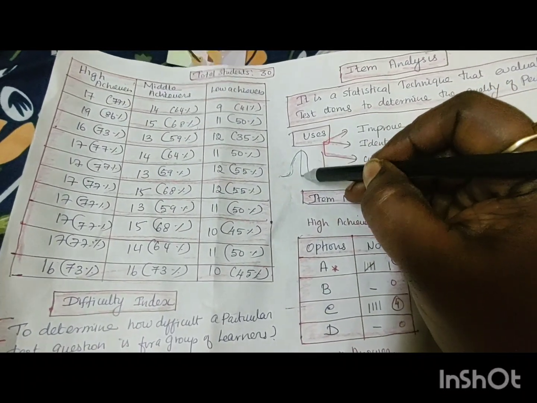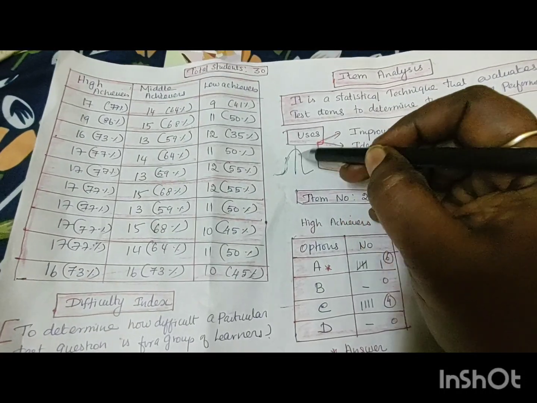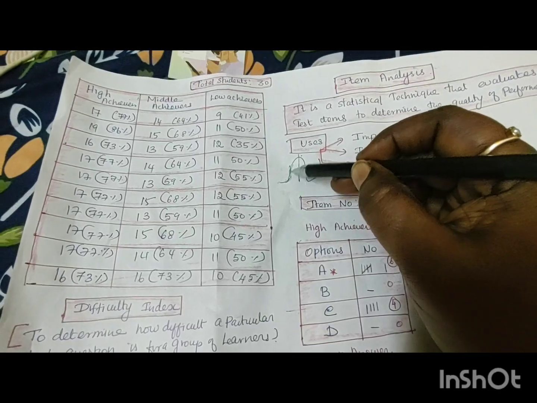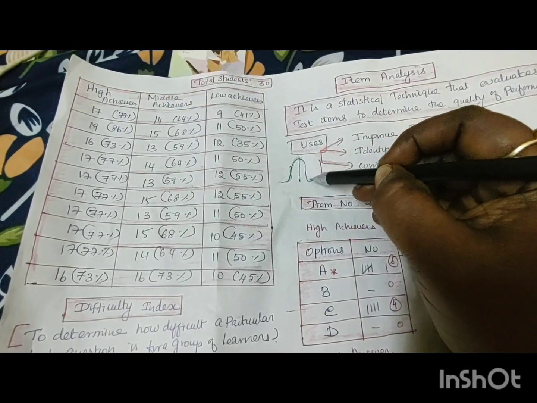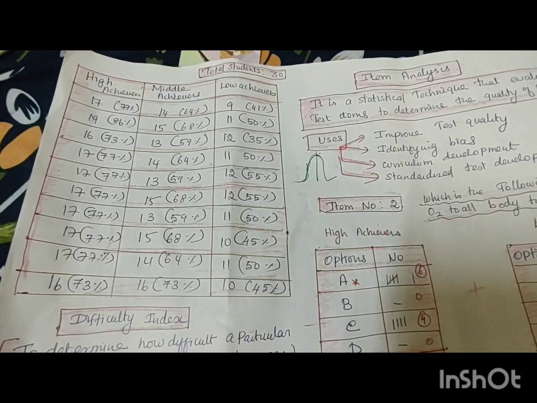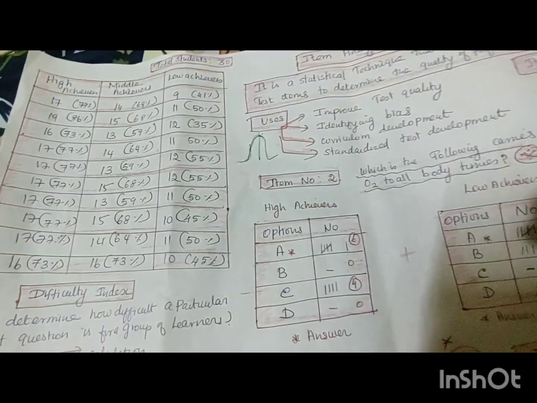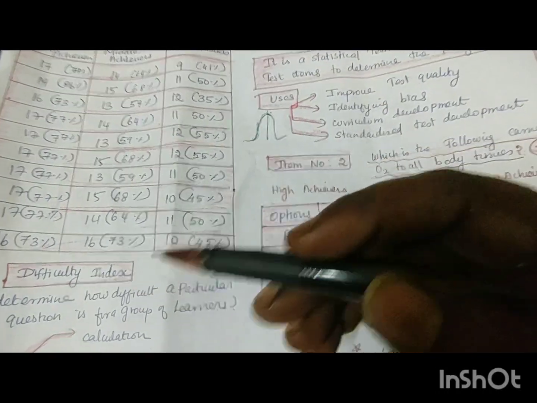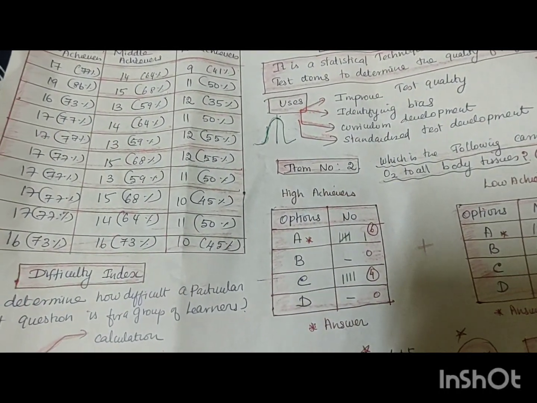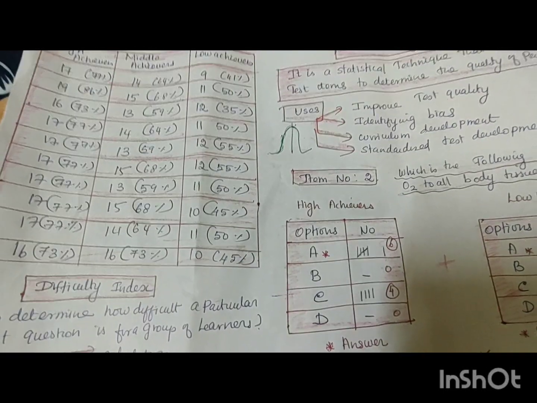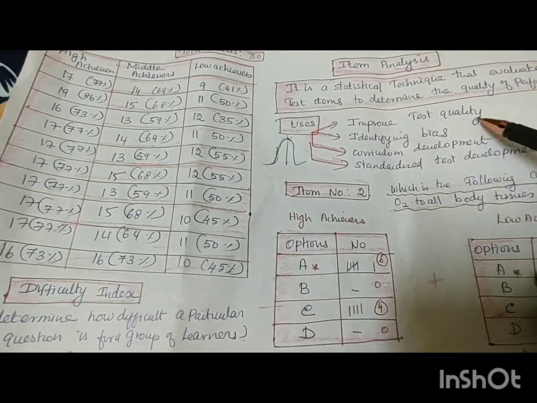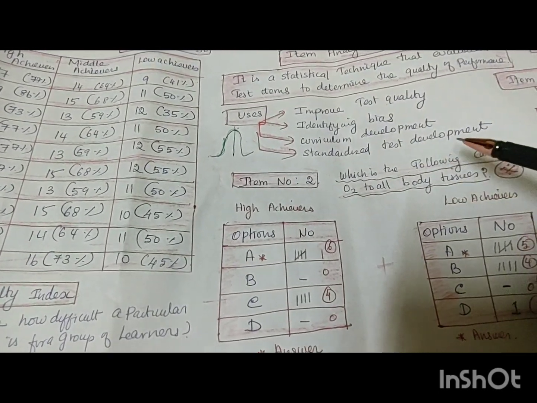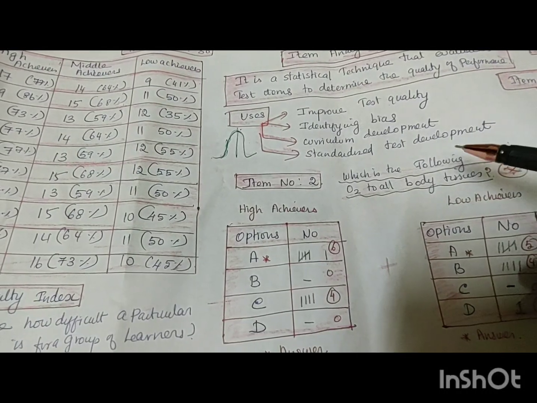Some may be high achievers, some normal achievers, some may get 0. Some will get 45, some 25. That kind of distribution will come. For example, if all students got full marks, that means the test item is too easy. Or if all students did not answer it, it is too difficult. So for that we have to test. The main purpose is to improve the test quality, to identify bias for curriculum development, and to standardize test development, that is, to develop the standardized tool.